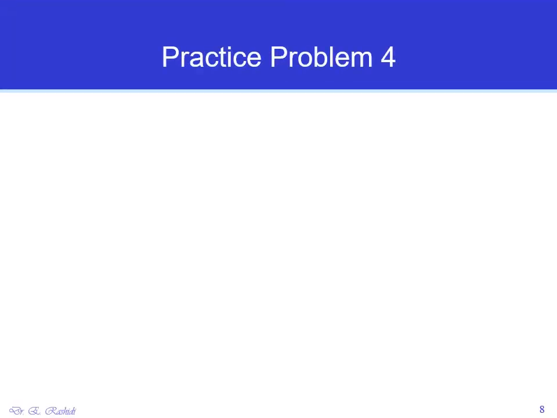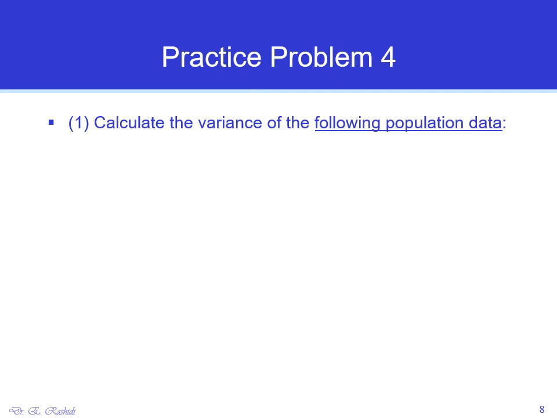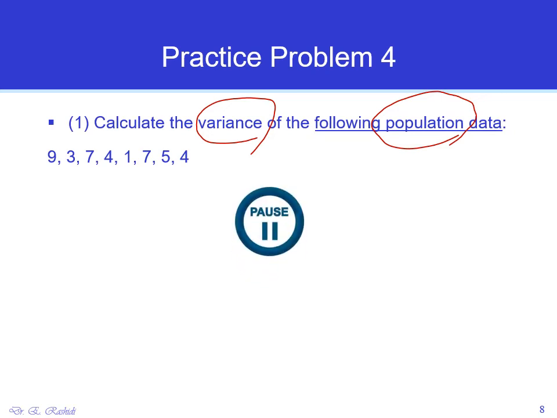All right, let's work on a practice problem for the new materials that we have learned. We want to find the variance of the following population data. You need to pay attention to these key terms, variance and population, to make sure that you use the right formula. All right, so we have this set of data. Please find the variance: pause, work on the data, and find the variance, and then come back to see the solution.